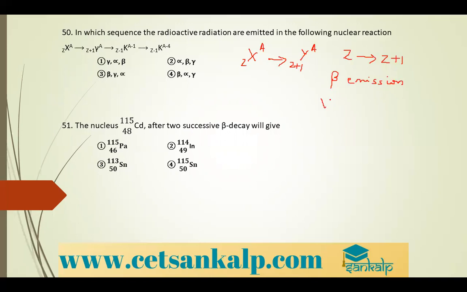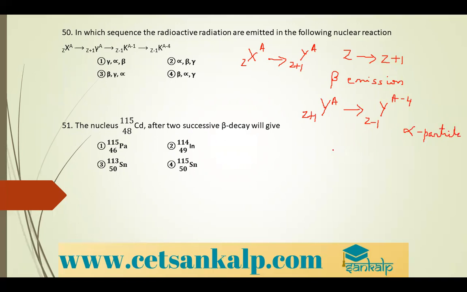Next, Y is equal to A, Z plus 1. That implies Y is equal to A minus 4, Z minus 1. So the decrease in A is 4, and the decrease in Z is 2. So from this you can say it is an alpha particle.